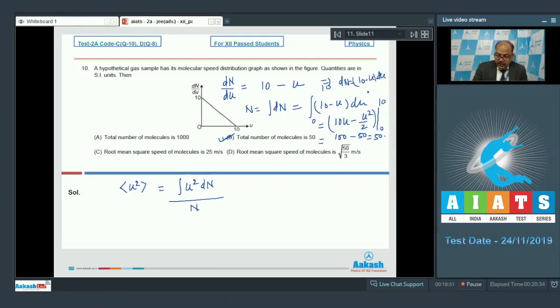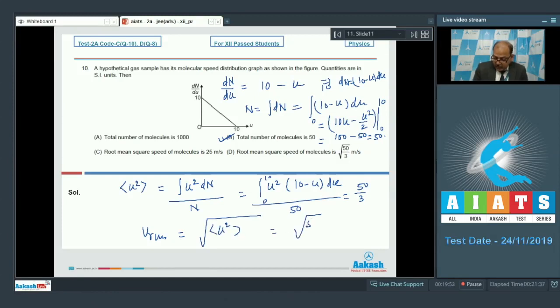We can substitute this value here. So this is equal to u square into 10 minus u du. U goes from again 0 to 10, and the value of N we have already found is 50. This value turns out to be equal to 50 by 3 SI units, and so Vrms, which is the square root of the mean square speed, is equal to the square root of 50 by 3 meter per second, which means option D is correct and option C is incorrect. Let's go to the next question now.